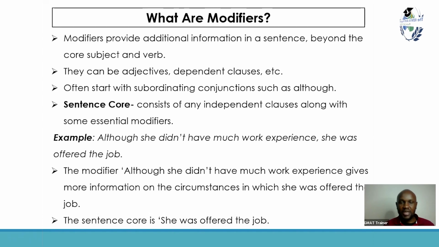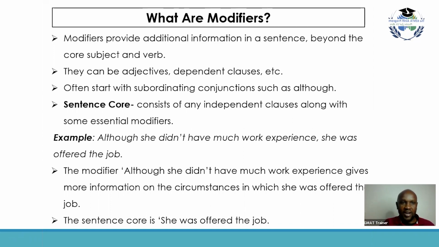It has to be coupled with an independent clause so that it can stand on its own to form a complete sentence. So modifiers often start with subordinating conjunctions such as although, and the sentence core that we'll be referring to here comprises independent clauses along with essential modifiers. So when this sentence core is combined with a modifier or a dependent clause, it comprises a complex sentence, and then the sentence gives more information or more meaning regarding the subject.